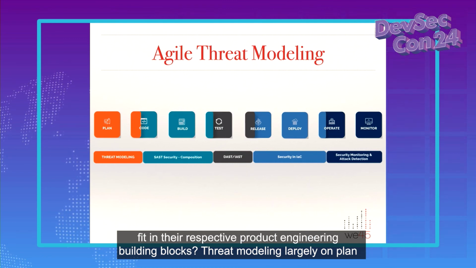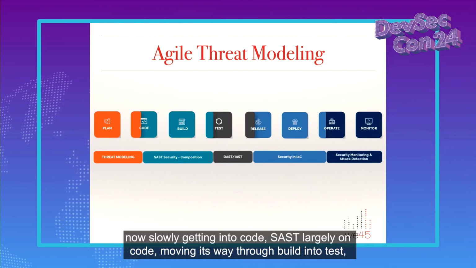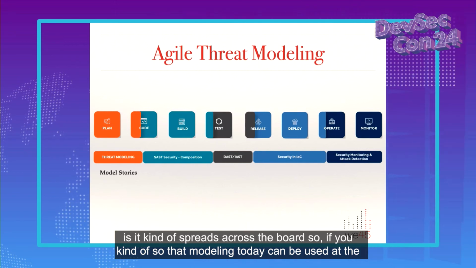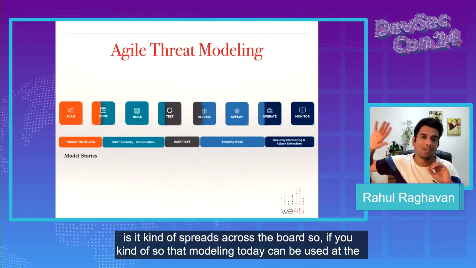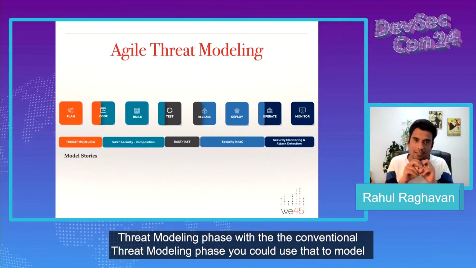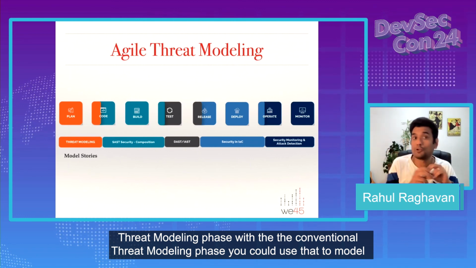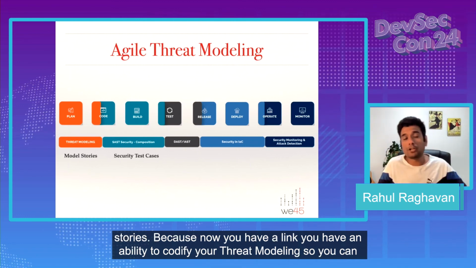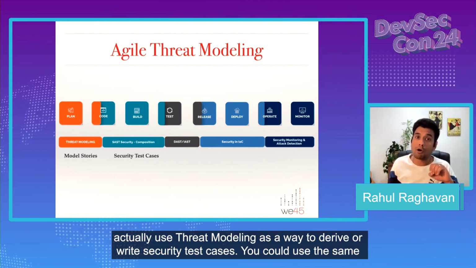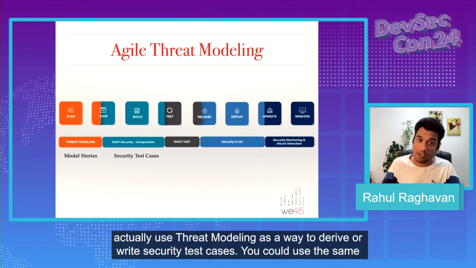Threat modeling is largely on plan, now slowly getting into code. SAST is largely on code, moving its way through build into test, DAST, and security IAC, and so on and so forth. The good thing about Agile threat modeling is that it spreads across the board. So threat modeling today can be used at the threat modeling phase, with the conventional threat modeling phase. You can use that to model stories. Because now you have a link, you have an ability to codify your threat modelings, you can actually use threat modeling as a way to derive or write security test cases.